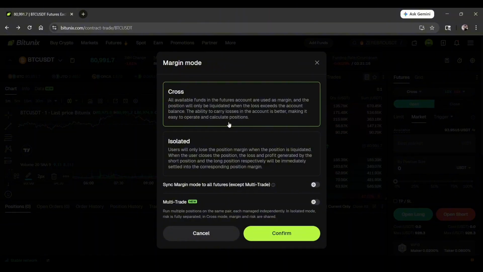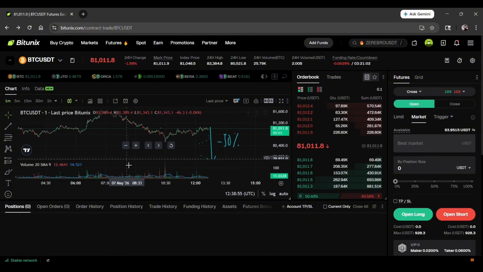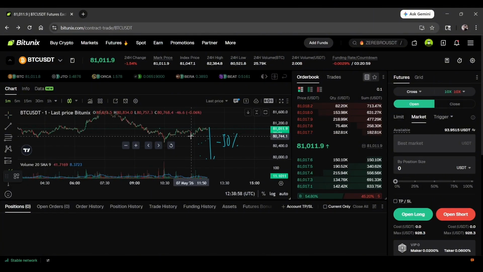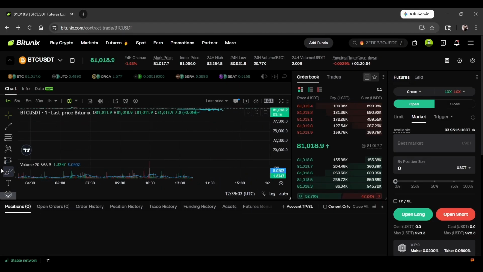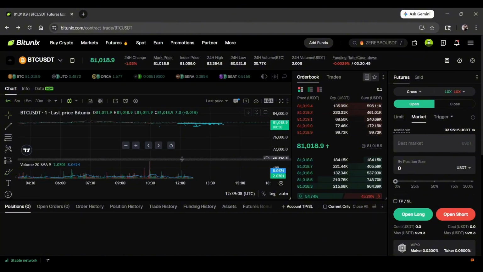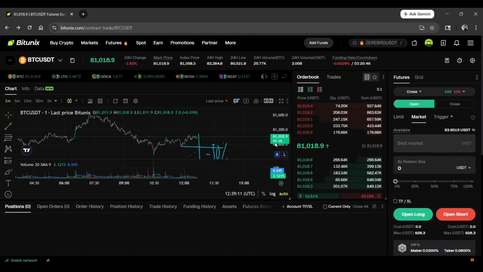The main benefit of cross is that when you're on cross, most of the time you're going to have a much wider liquidation price. So the probability that you get liquidated on a trade is going to be super close to zero. As in, let's say I get long right here, my stop loss price is going to be somewhere here, and then my liquidation price is going to be literally at zero or like 20% away, right? So my stop loss is always going to be hit well in advance compared to the liquidation price.